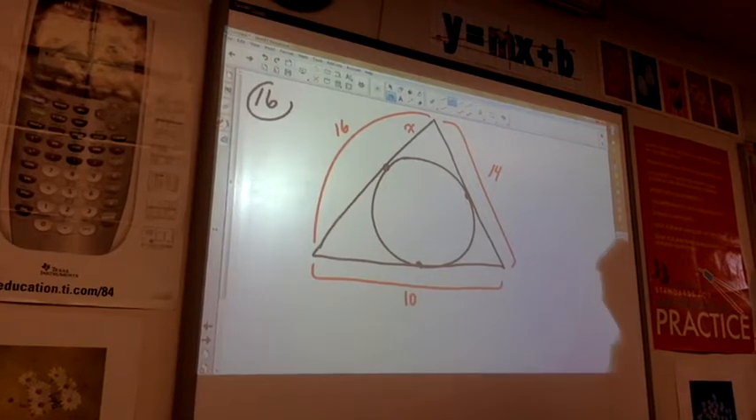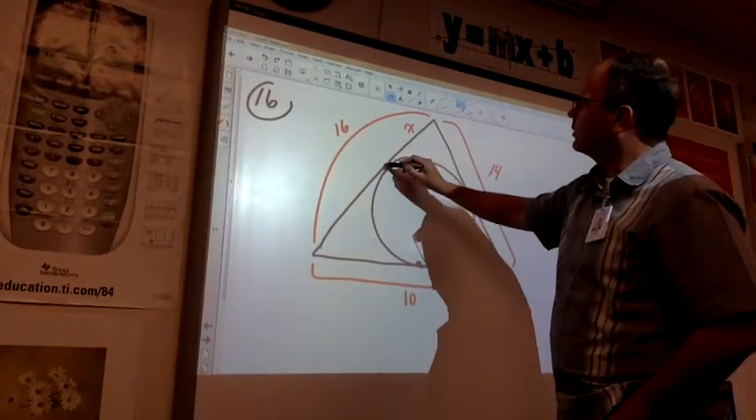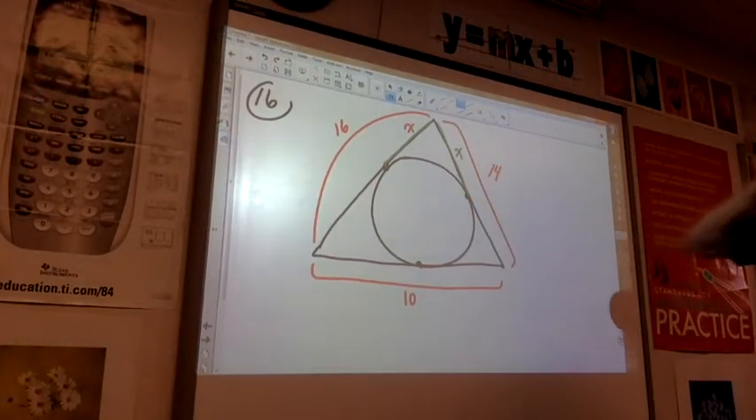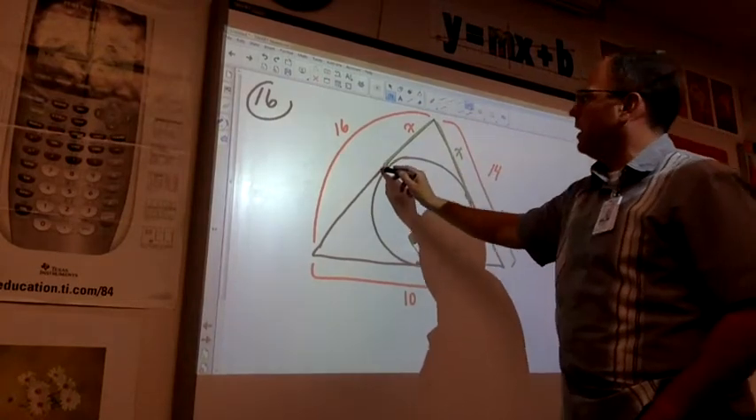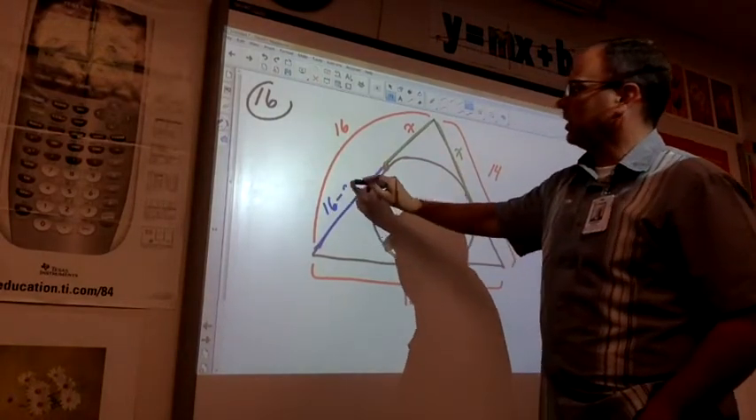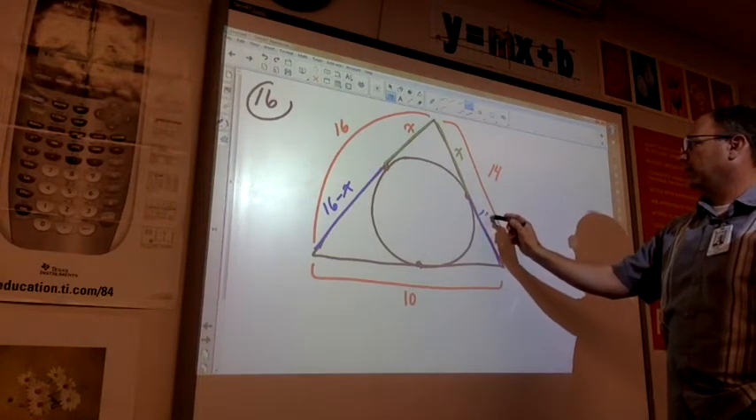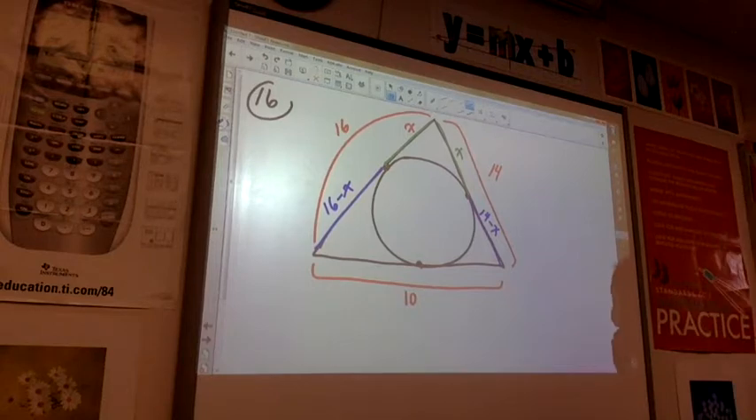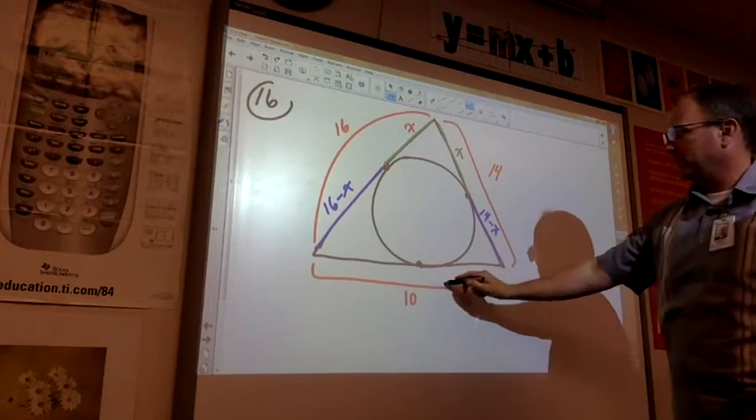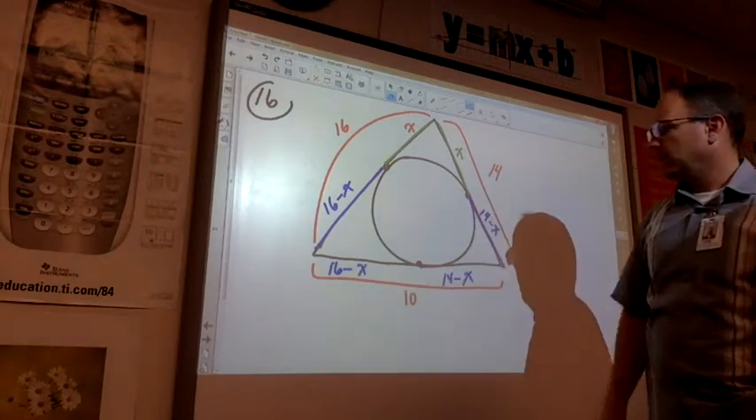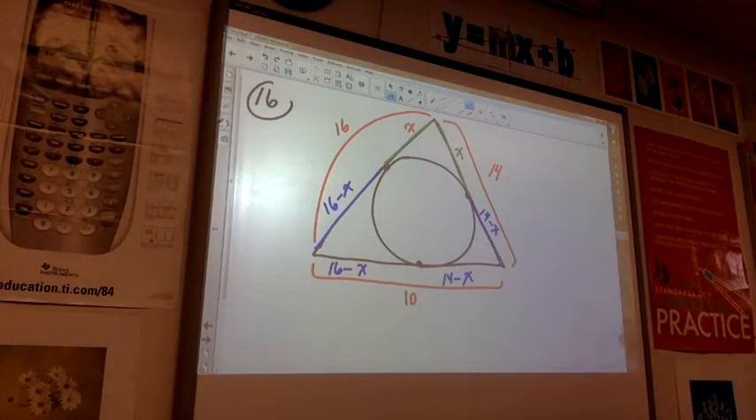Yes. All right. So if this right here is x, then this has to be x as well. Still with me? That means that this would have to be 16 minus x, right? Yep. And then this would have to be 14 minus x. So if that's 14 minus x, that means this has to be 14 minus x. And this has to be 16 minus x. Right? Wait a minute, but isn't it 10? Yeah, you're right, it is 10, but the whole length is 10.